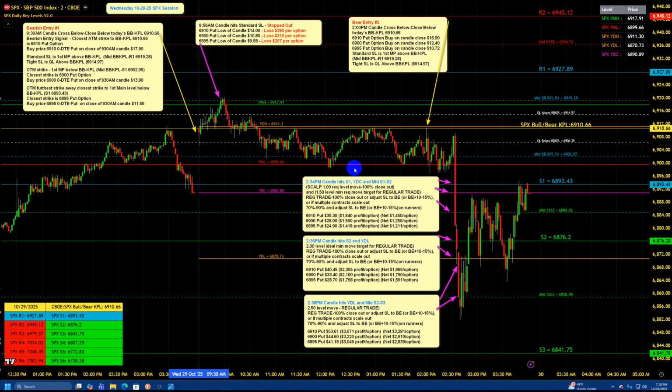Conversely, on the PML, if we're going to be seeing a sell-off of any magnitude, as you can see, this PML is just below the midpoint, below the BBKPL, and it's above S1. So if we're going to get any significant sell-off, it's going to start with candle closes and sustained candle closes below the PML level.